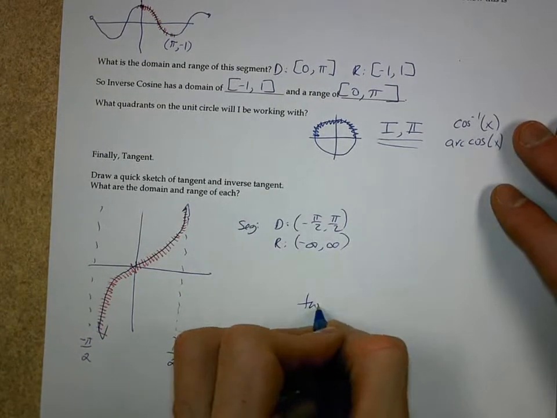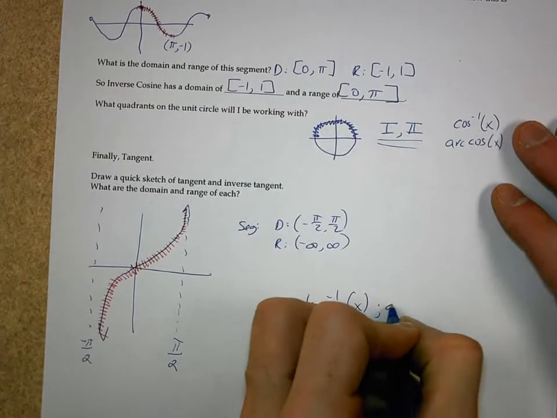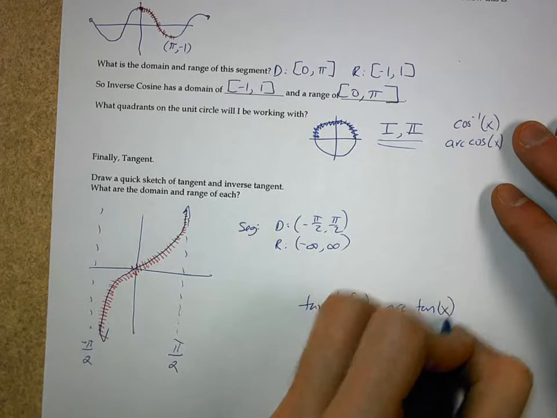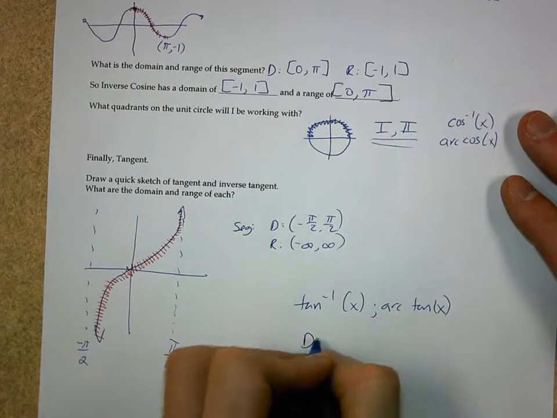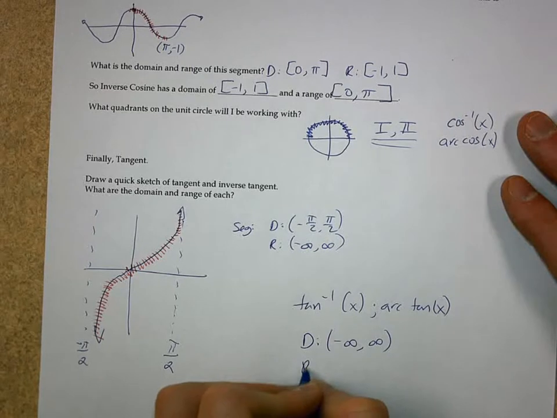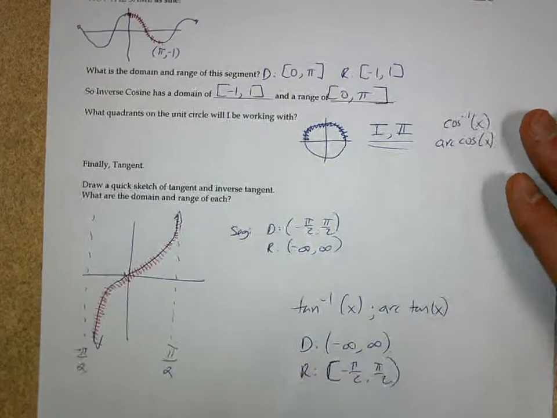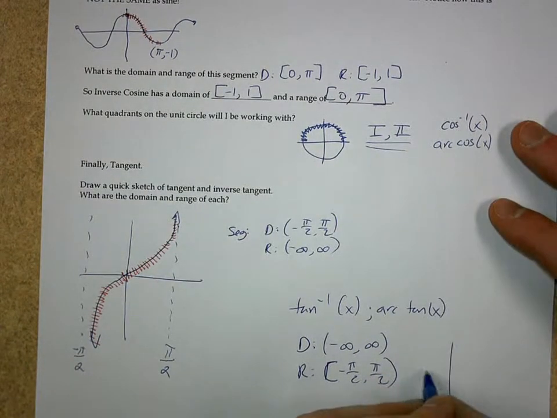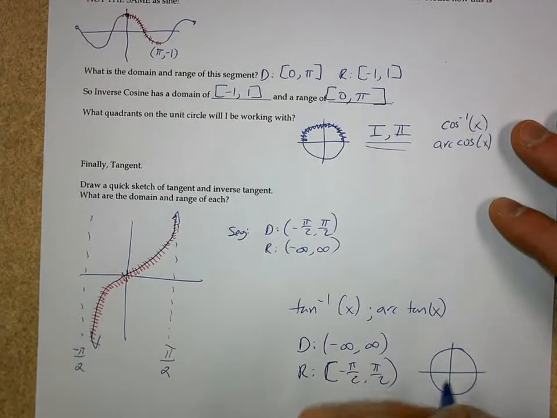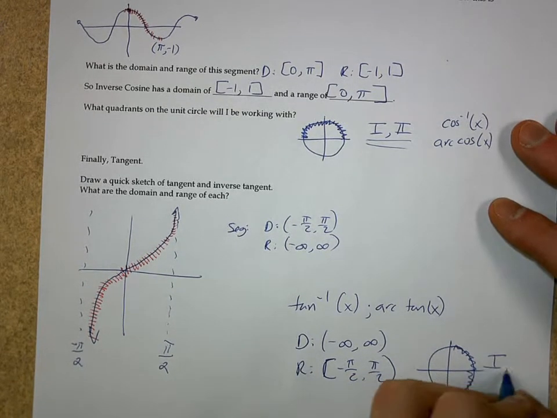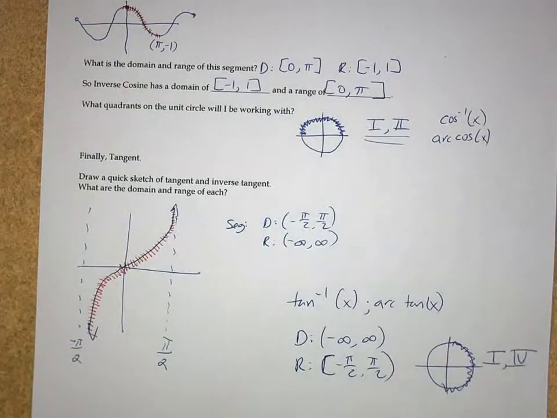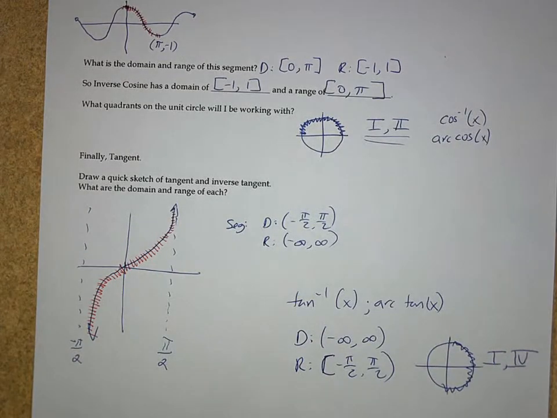That means for my tangent inverse, or my arctangent, my domain is going to be from negative infinity to infinity, and my range is going to be from negative pi over 2 to pi over 2. So in terms of the unit circle, negative pi over 2 to pi over 2 is going to be quadrants 1 and 4. So sine inverse and tangent inverse are defined in quadrants 1 and 4. Cosine inverse is defined in quadrants 1 and 2.